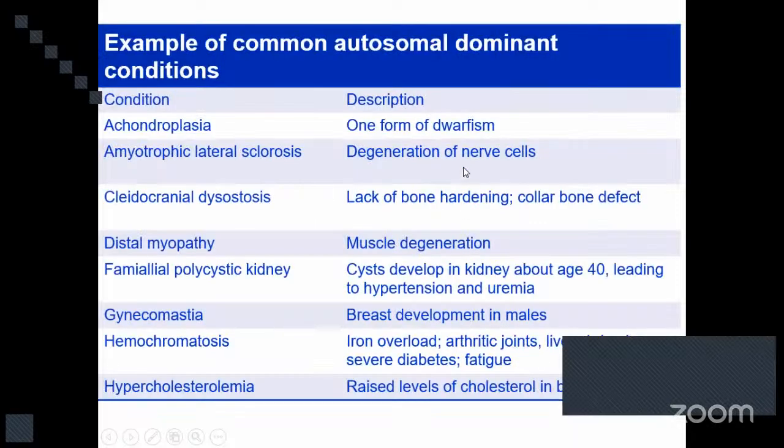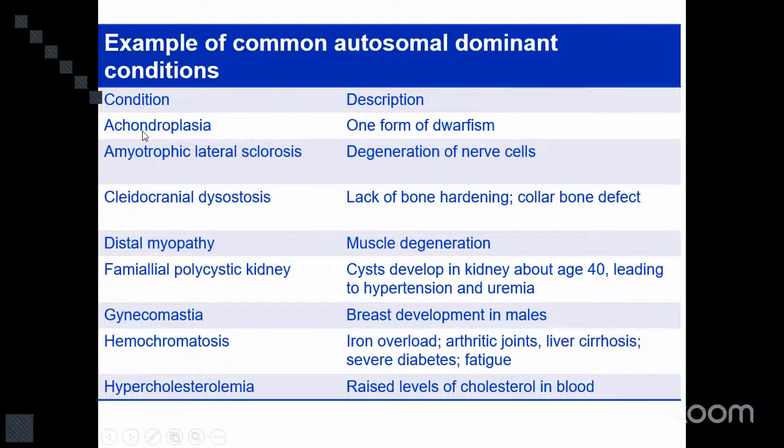So what are the classical examples of those conditions? We have seen a few of them earlier on, but then we have added more for us to appreciate. Here, you have the condition, then you have the description: achondroplasia, a form of dwarfism; amyotrophic lateral sclerosis, degeneration of nerve cells or neurons. And this is actually part of the thing that we call motor neuron disease.